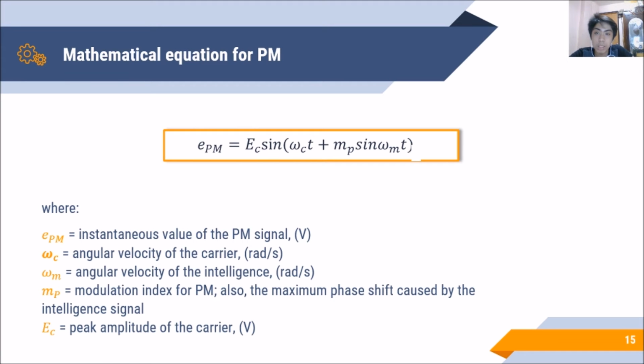It is quite similar to the phase modulation, in which here we have e sub PM, which is the instantaneous value of the PM signal in volts, and omega sub c, the angular velocity of the carrier in radians per second, and omega sub m is equal to the angular velocity of the intelligence, also in radians per second, and m sub p, which is the modulation index for phase modulation. This is also the maximum phase shift caused by the intelligent signal. E sub c is the peak amplitude of the carrier, in volts.